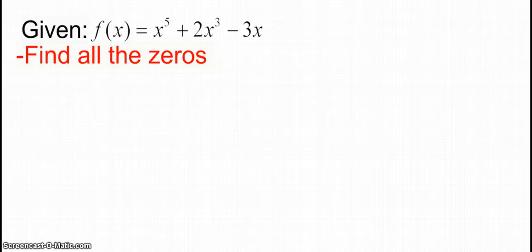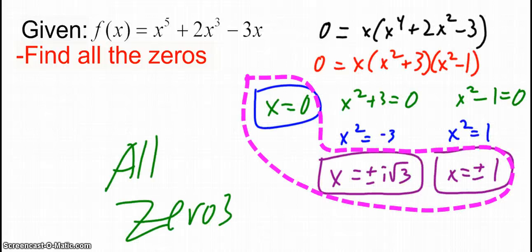Alright, next one. Find all of these zeros. Pause the video, find the zeros, unpause when you're ready to check your work. Okay, so we find that all of the zeros are x equals 0, x equals plus or minus i root 3, and x equals plus or minus 1. Again, pointing out fundamental theorem of algebra, degree was 5, we have 1, 2, 3, 4, 5 zeros. So we have 5 zeros.